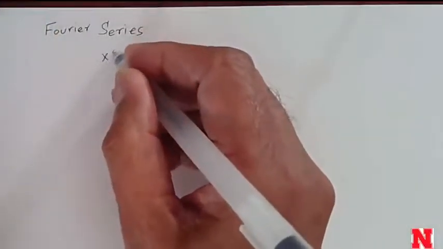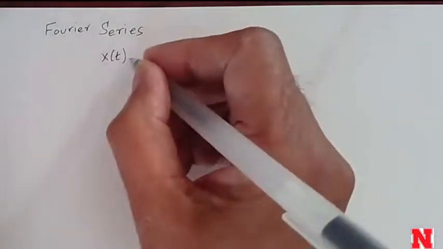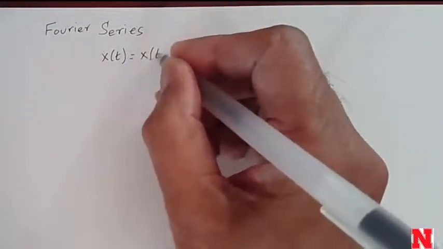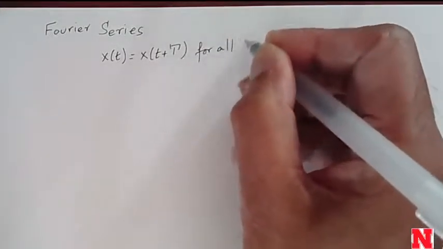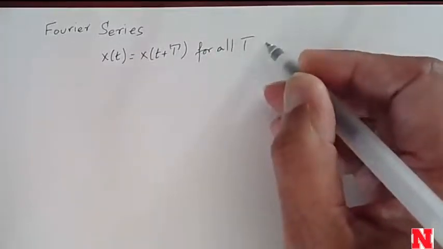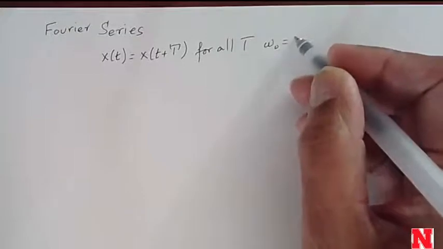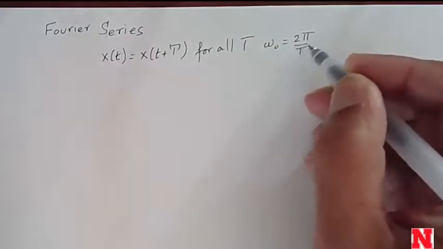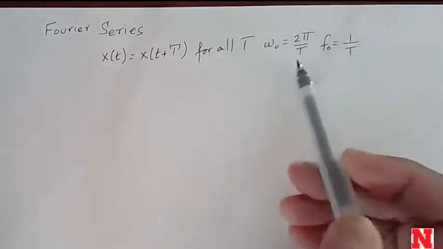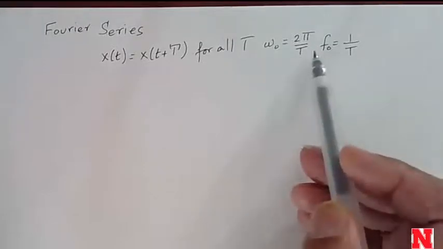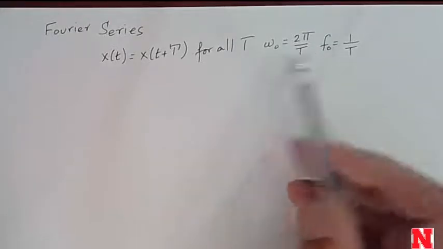So last time we described how to get a Fourier series, and basically what we said is that if I have a signal which is periodic, that is x of t is equal to x of t plus cap T for all t, then I can define the fundamental frequency in radians per second as 2 pi over cap T, or the fundamental frequency in hertz is equal to 1 over T. And I'll use both of these, and by looking at the units you'll be able to tell whether I'm talking about omega naught or f naught.